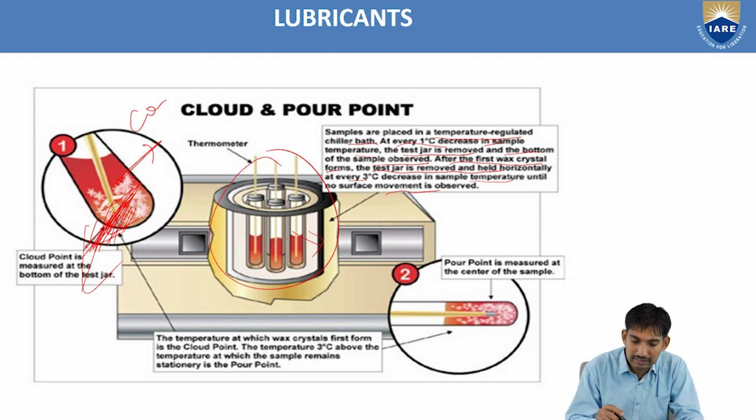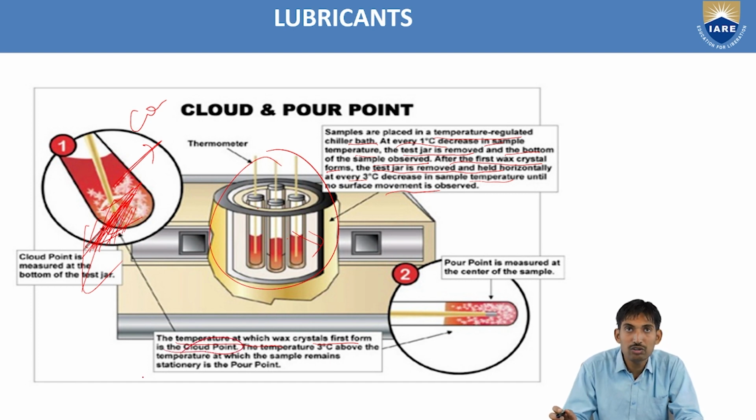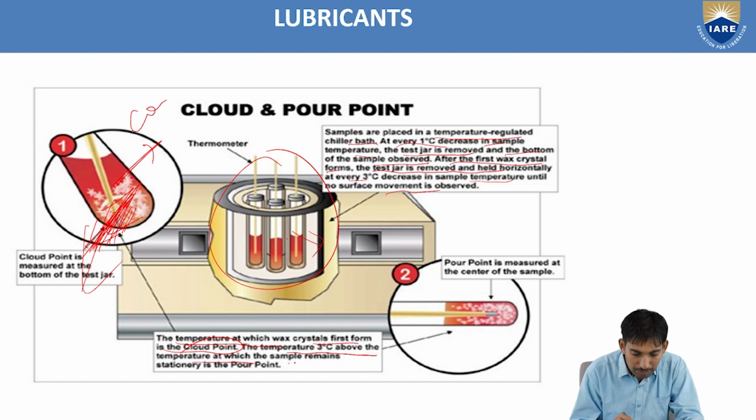For every 3 degrees centigrade, you have to observe the pour point. The temperature at which wax crystals first form is called the cloud point. The temperature 3 degrees centigrade above the temperature at which the sample remains stationary is the pour point.